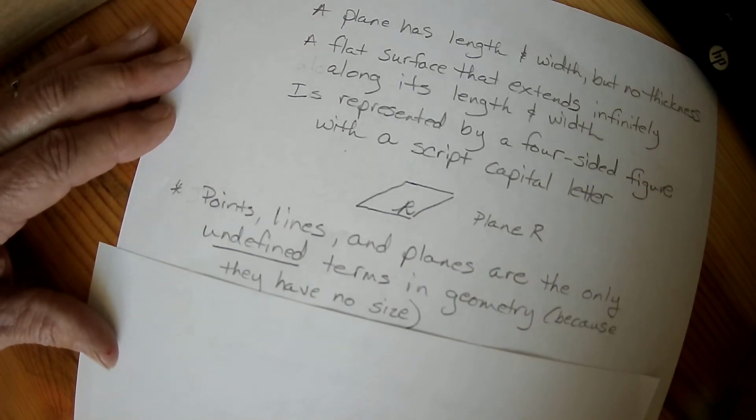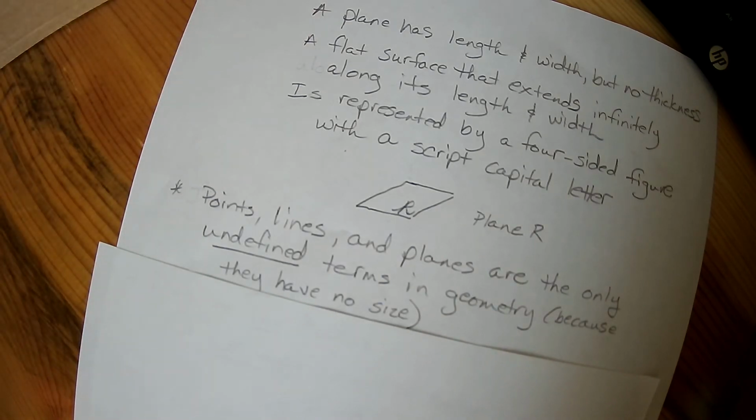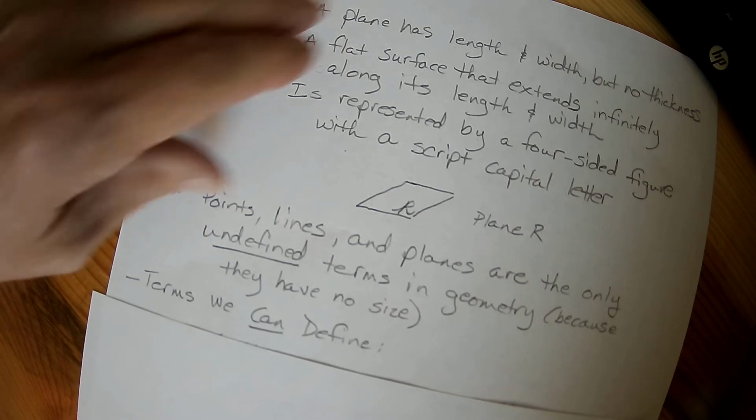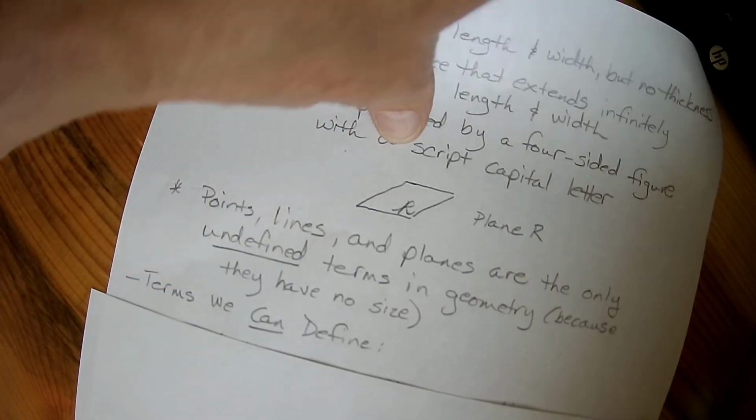This part is really important to understand. Points, lines, and planes are the only undefined terms in geometry because they have no size. Keeping that in mind, we're going to go on to all the things that can be defined. Terms we can define.